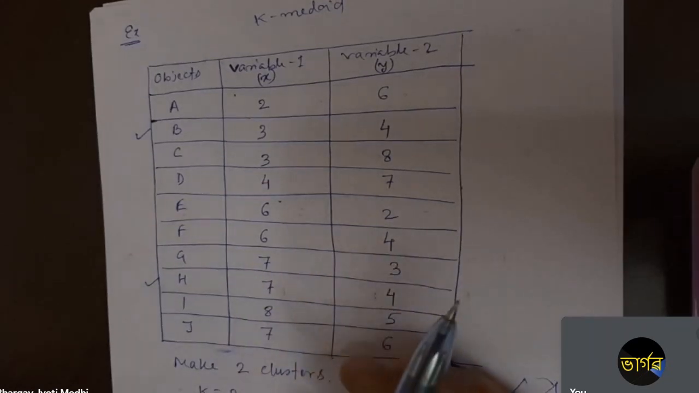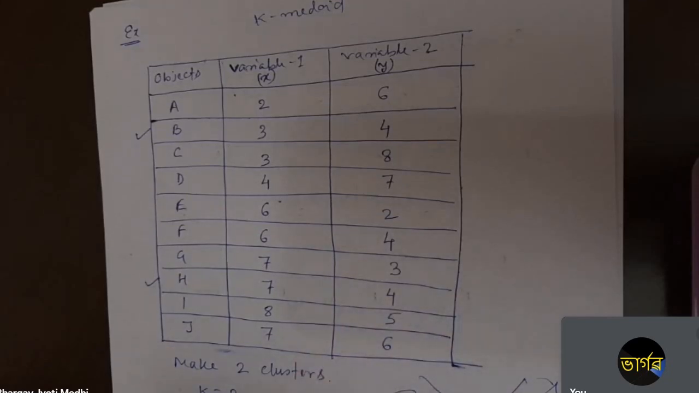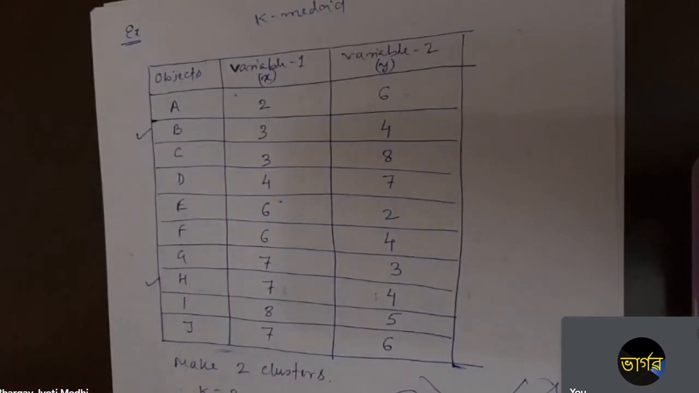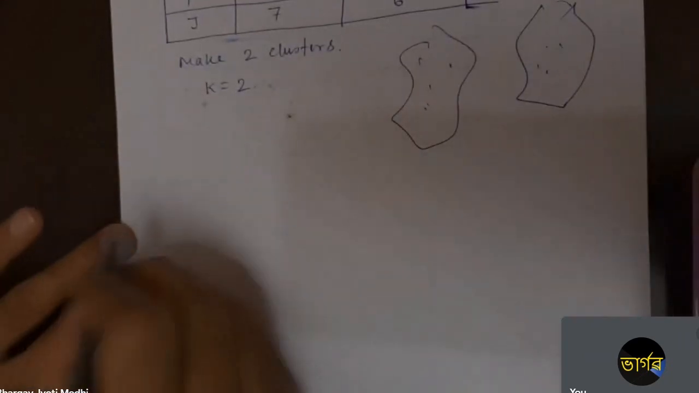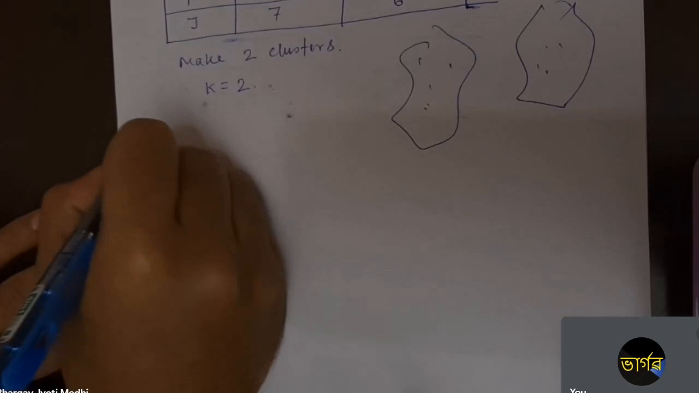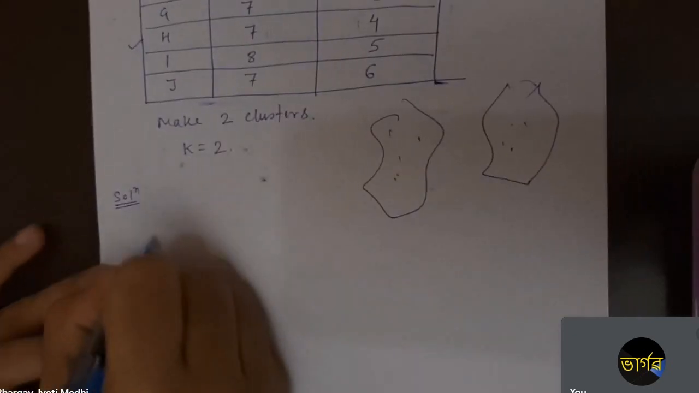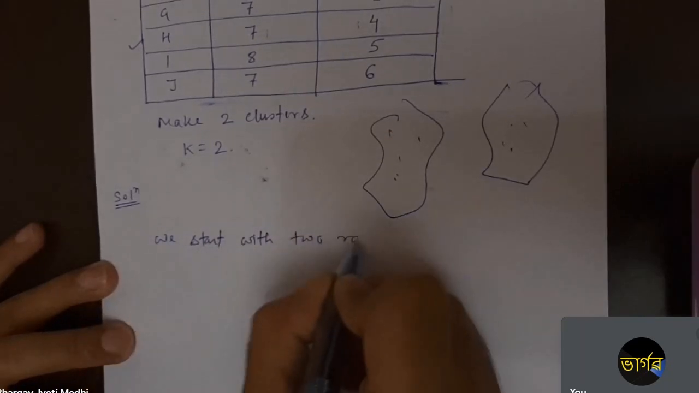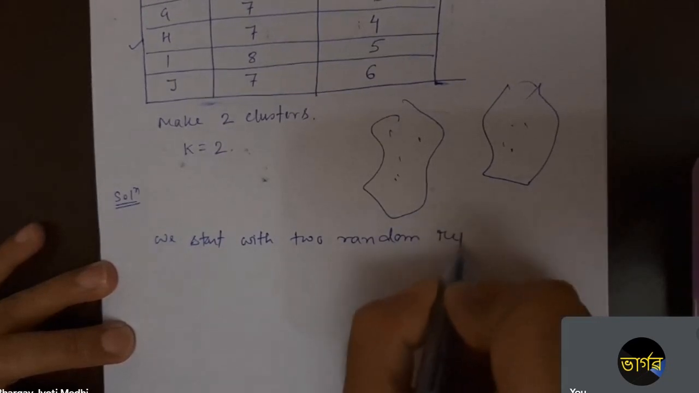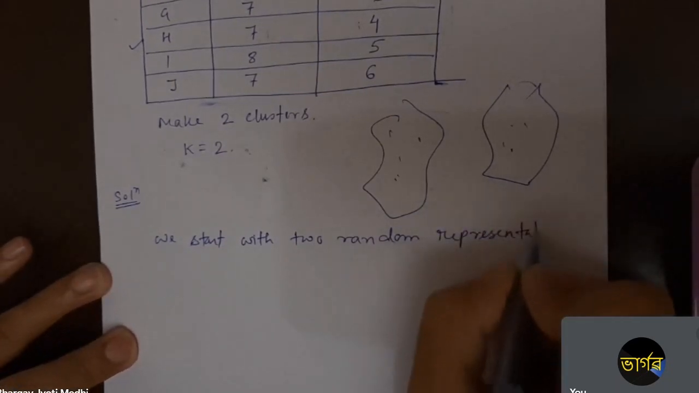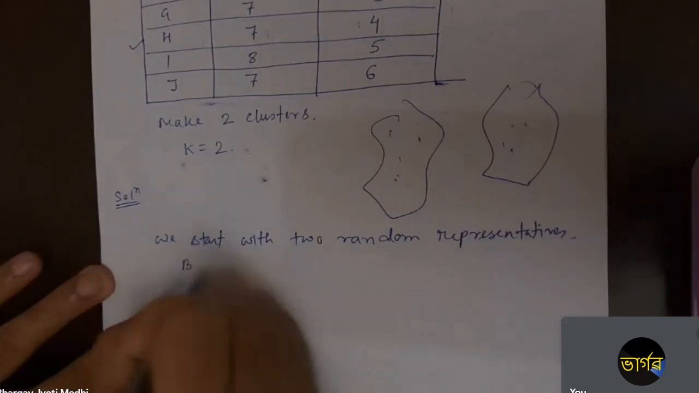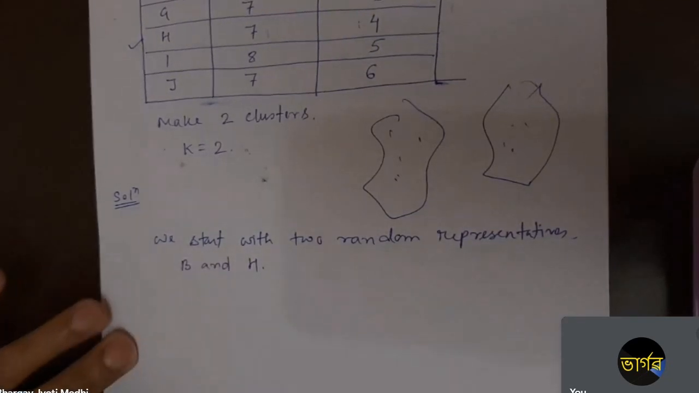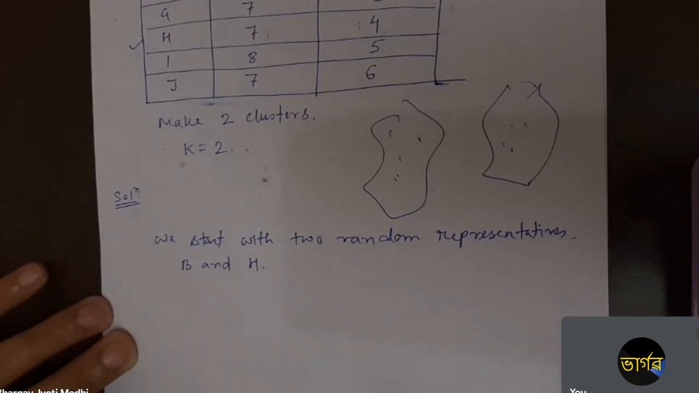Okay, so I'm writing the solution here. We start with two random representative objects, B and H. Suppose B and H, these two are the objects with which you are starting. Now when we start with B and H, it means we have already formed two groups: in one group there is the point B, and in the other group there is the point H.